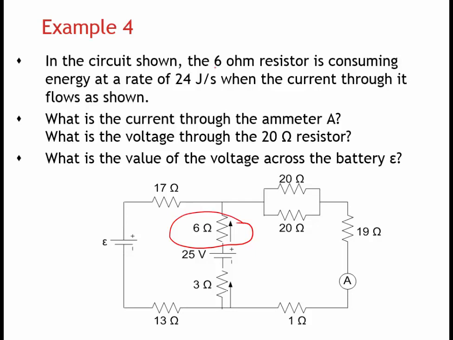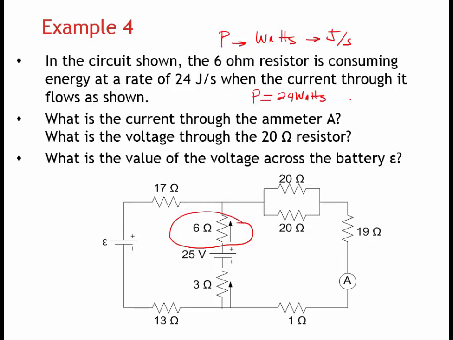Now remember that power, the unit for power is watts. And what is watts? Watts is joules per second. So if we know the power across the 6 ohms, the power across the 6 ohm resistor is equal to 24 watts. That's the power across the 6 ohms.